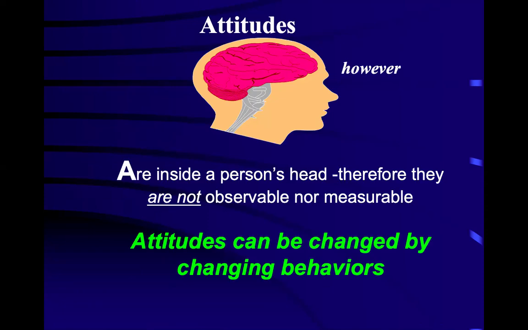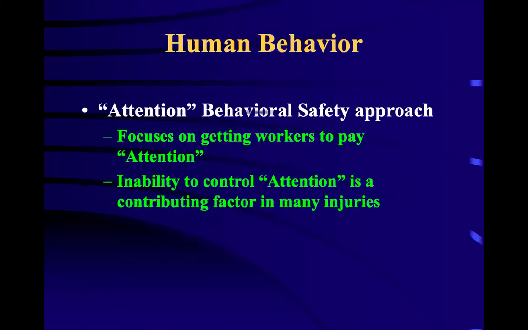This is because attitudes are inside a person's head. Therefore, they are not observable, neither can we measure them. But attitude can be changed when we try to change their behavior, the thing that we see them do. And by so doing, we can have a positive impact. And so we say attention behavior safety approaches are the way to go.